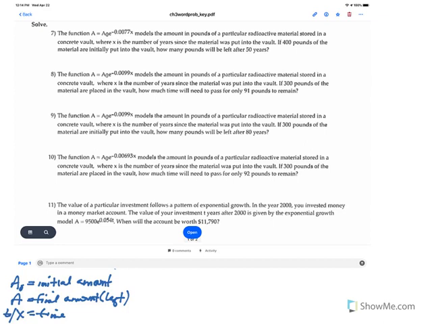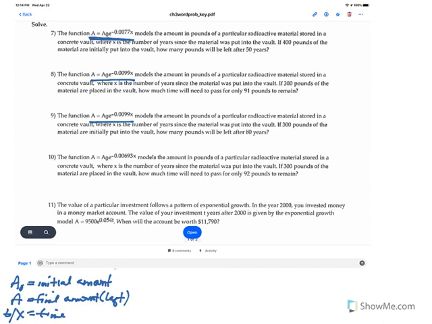So here, for these particular problems, the ones you're going to deal with, they're always going to provide you with some function that you're working with, or some quote-unquote formula, essentially, is what they're giving us. So they're giving us this function, A equals A sub 0 e to the negative 0.0077x for number 7. And they're basically telling us that this is the model used to determine how long radioactive material will take to basically dissolve or decay, essentially, right?